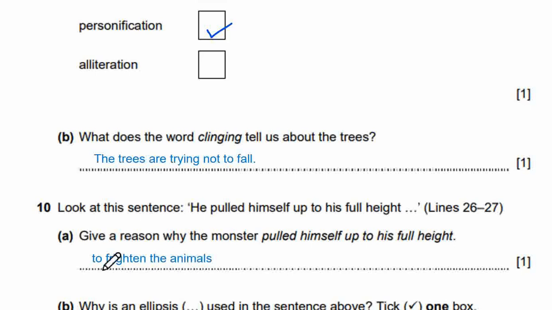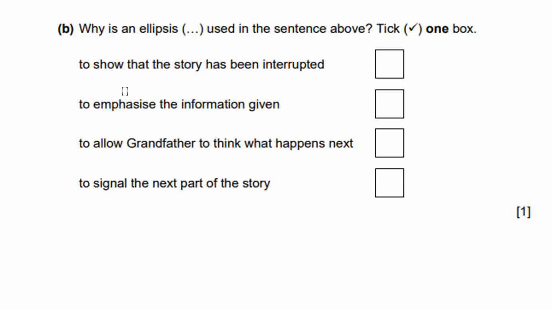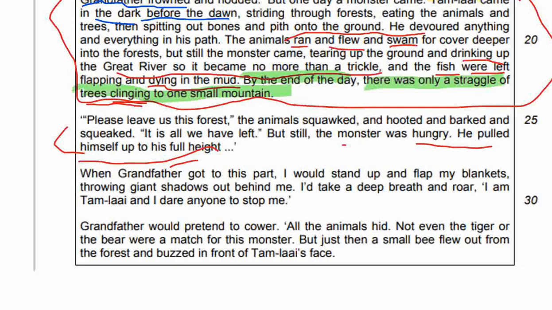Now let's see question 10B. Question 10B, why is an ellipsis, or three dots, used in the sentence above? Tick one box. So only one is the answer: to show that the story has been interrupted, to emphasize the information given, to allow grandfather to think what happens next, to signal the next part of the story. So there's an ellipsis here, the three dots. He pulled himself up to his full height, and then followed by when grandfather got to this part.